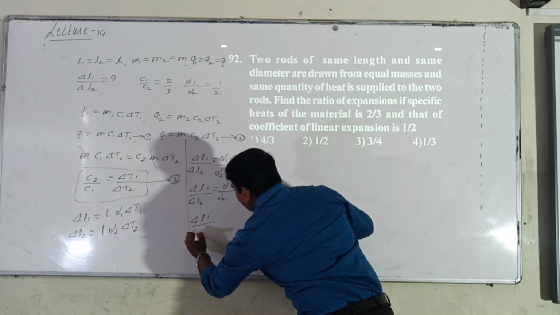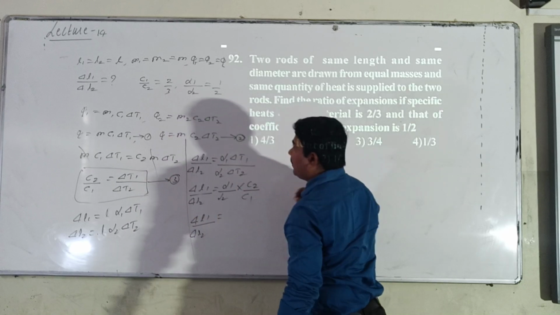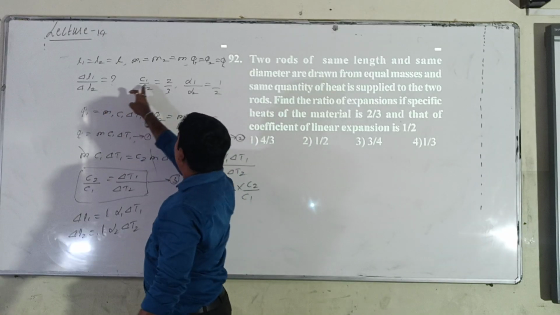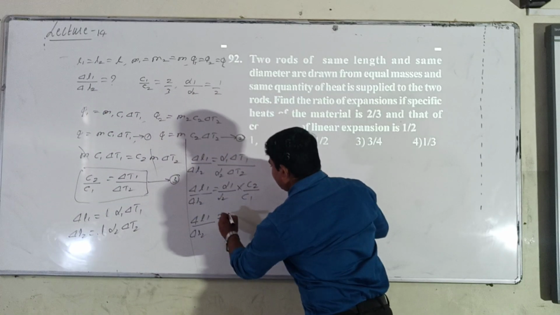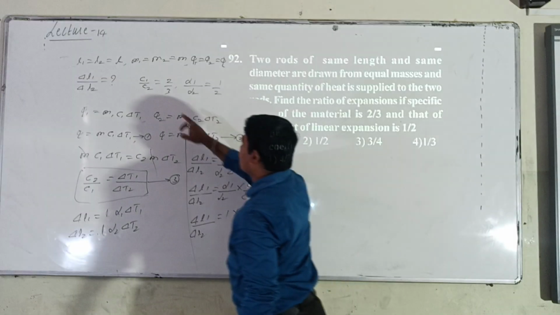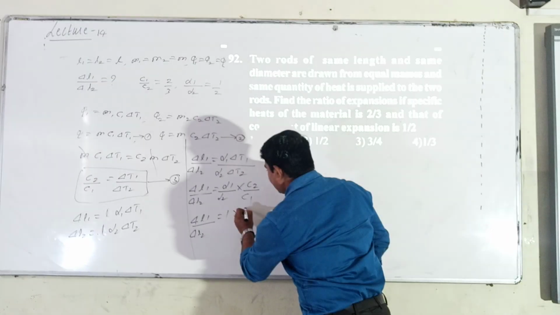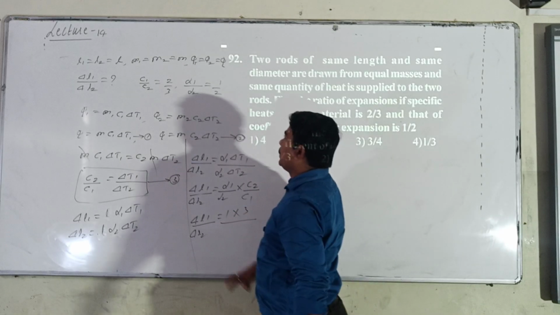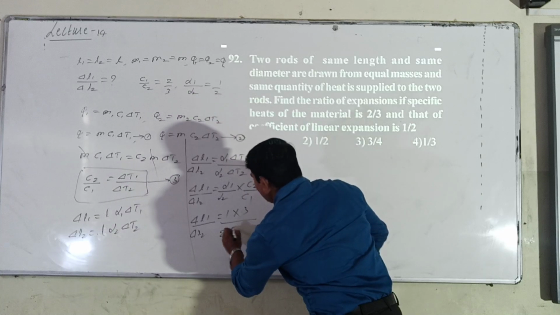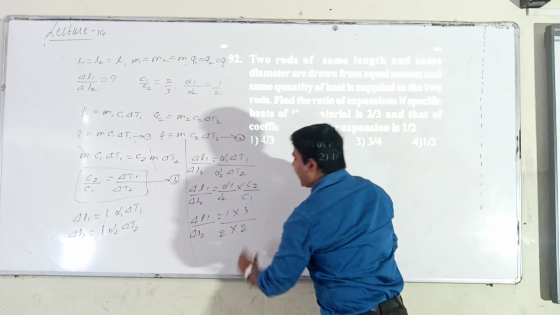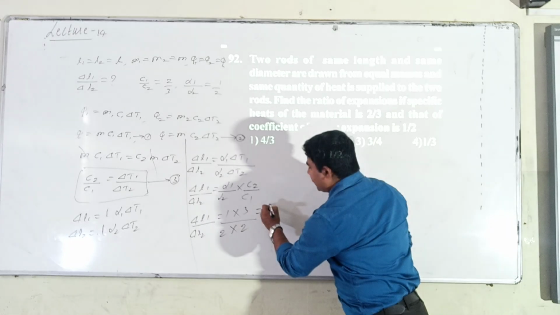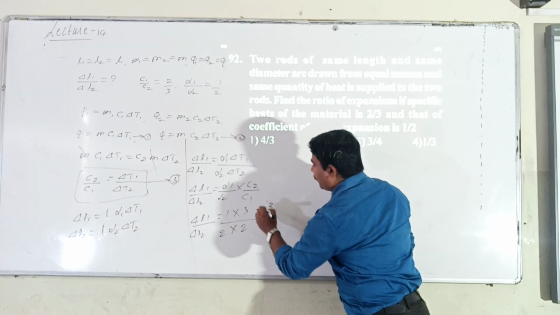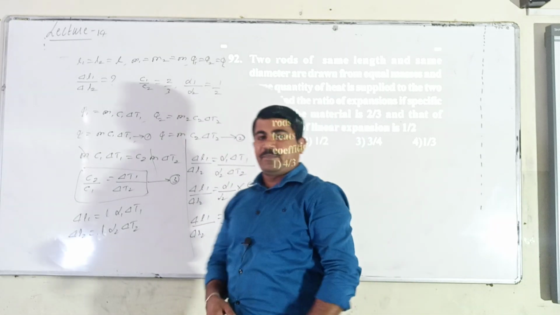Del L1 divided by del L2: alpha 1, what is the value? Alpha 1 is 1. What is C2? C2 can be replaced by 3. What is alpha 2? Alpha 2 can be replaced by 2. Right? C1 can be replaced by 2. What ratio are we getting then? Directly we are getting a 3 by 4 ratio. This may be the correct answer.